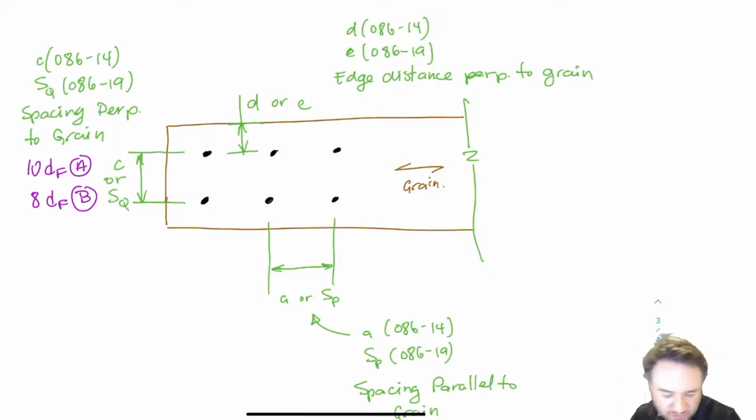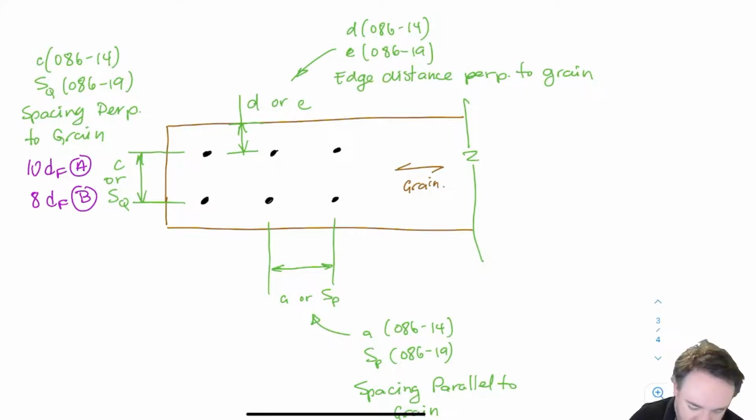Okay, so this first one is the edge distance. D or E: D in 08614, which doesn't mean anything, and E in 08619, which stands for edge. The reason that these are better is because they line up better with the same spacing requirements that are listed for bolts, which haven't changed, but have S and E instead of A, B, C, D, which are just meaningless letters.